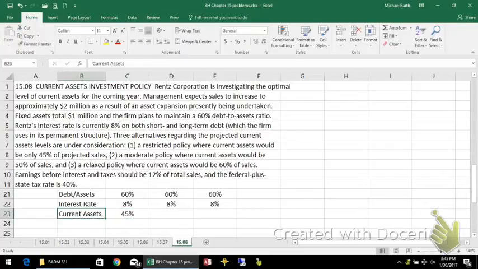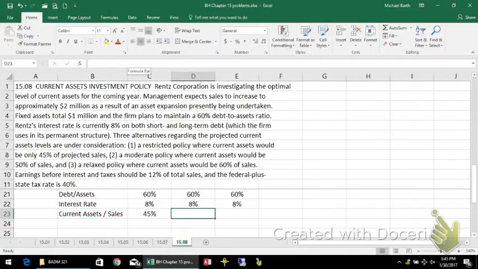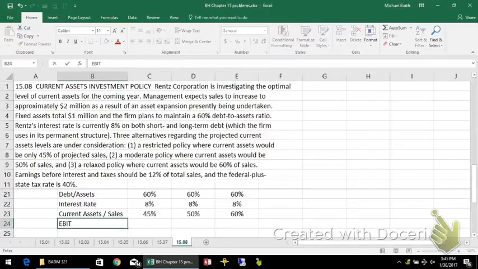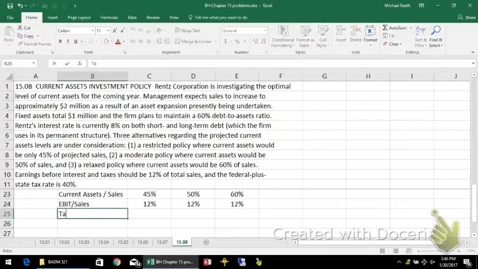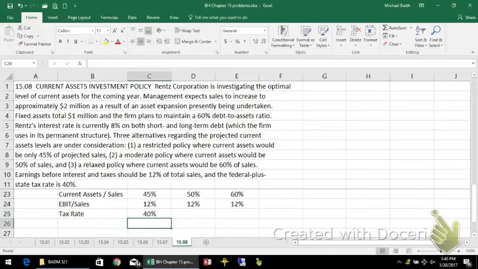Current assets over sales: 45%, 50%, or 60%. All right, earnings before interest and taxes, operating income, should be 12% of sales, EBIT over sales, so it's the operating profit margin, and the tax rate is going to be 40% no matter what.